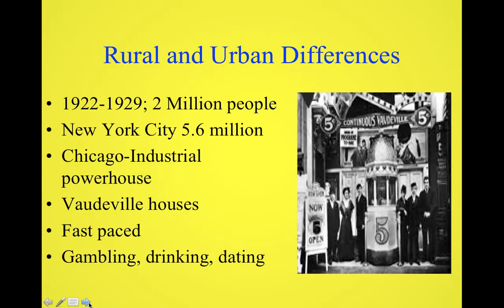Let's dive in. First, rural and urban differences during this time. We see the migration, what we referred to in the first set of notes as urbanization, and people moving to the cities. We see major cities growing in overall population numbers. The largest city during this time was New York City, which had over 5.6 million people.